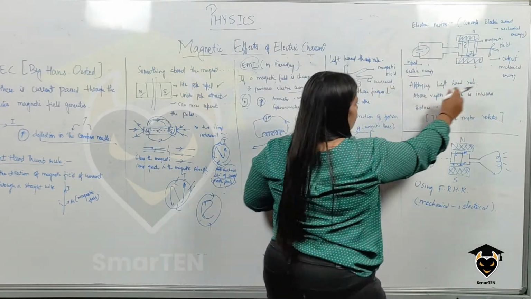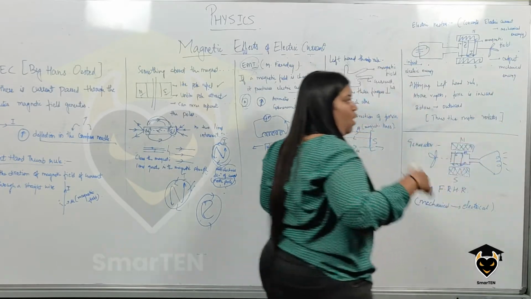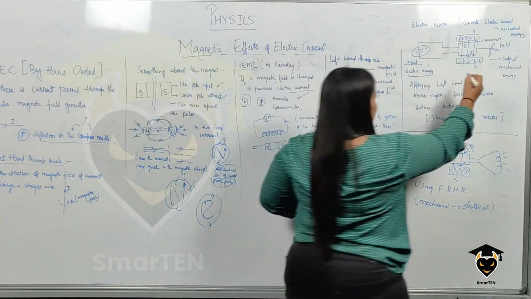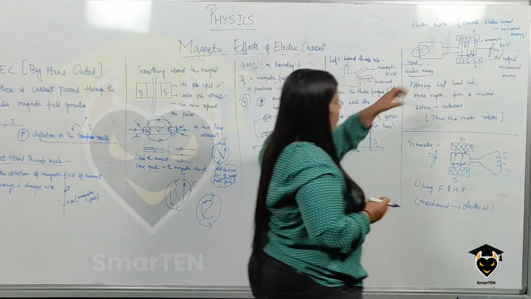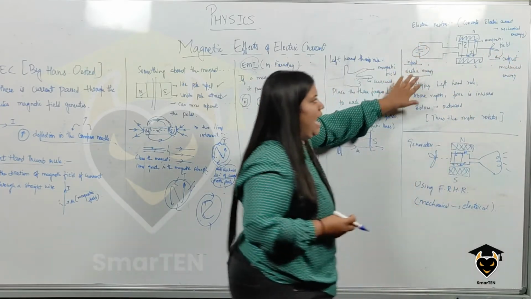I've used a battery here. So the output will be the mechanical energy. Now what does mechanical energy do? It will basically rotate your fan there. So what exactly happens here? Again, you have to apply your left hand thumb rule here.